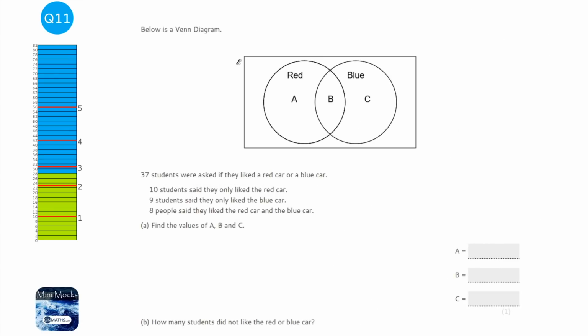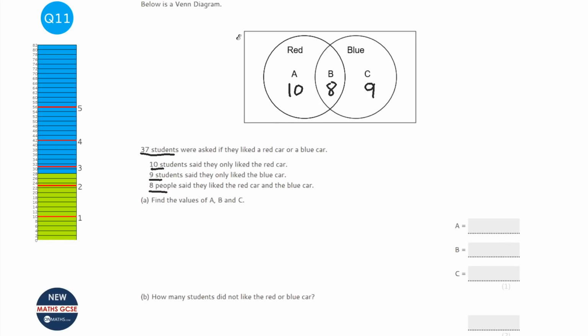Okay, so this question is about Venn diagrams, and it says there's 37 students in total, and it says 10 only like the red car, so 10 only like the red car, 9 only like the blue car, and 8 said they liked the red car and the blue car, so 8 in the middle there, and those are the values for A, B and C.